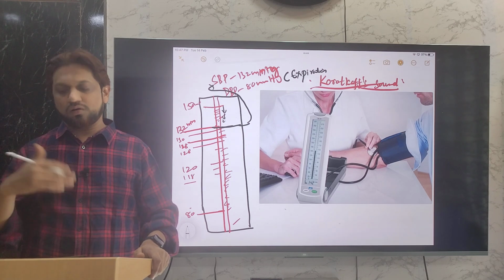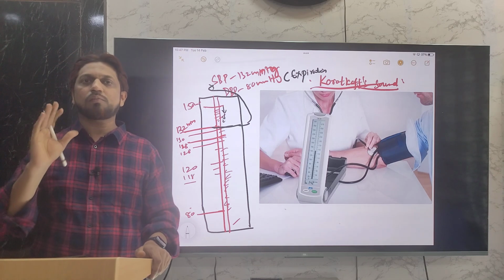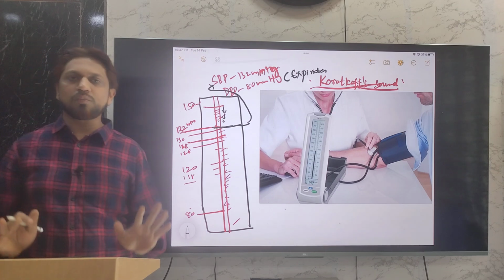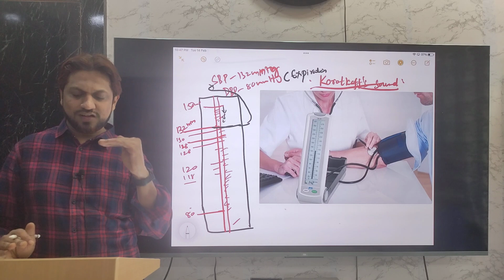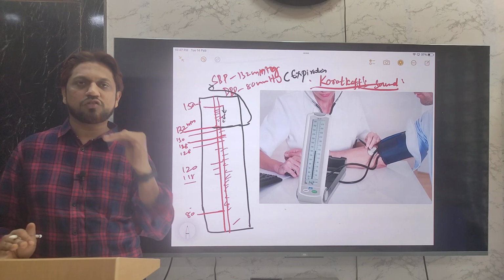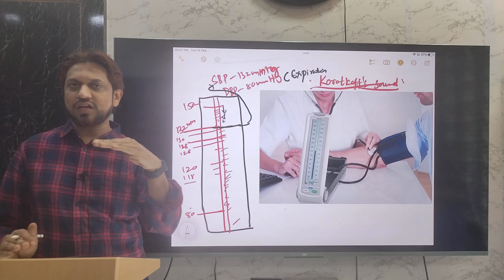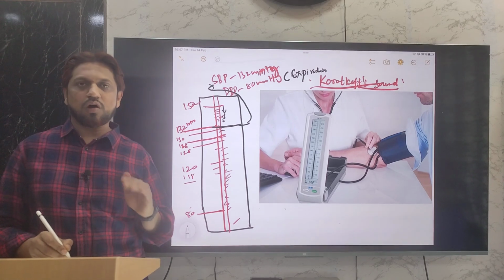It will accentuate the thing. So the person should take normal tidal respiration, normal breathing, not deep breathing. During normal breathing, the first sound you generally hear with the help of the stethoscope is the systolic blood pressure during expiration, and during inspiration generally the sound will not be heard.